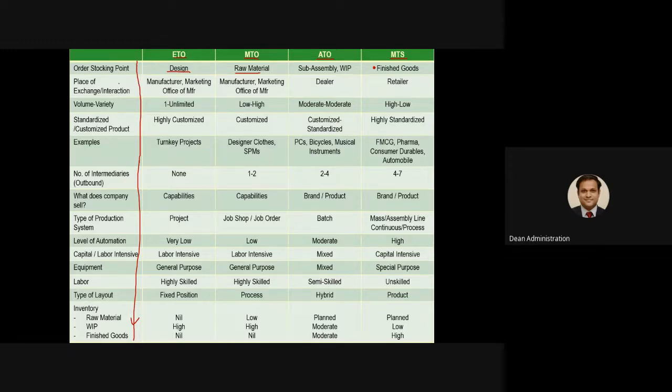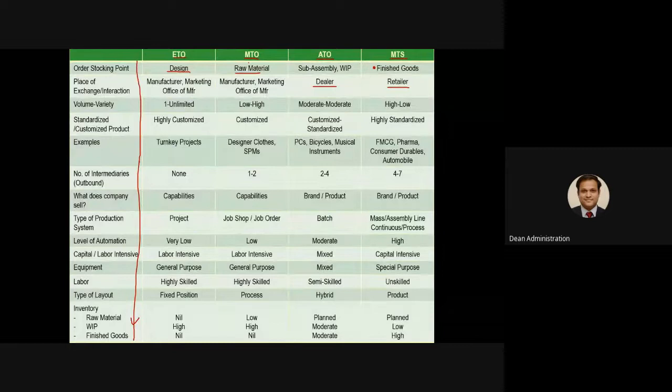Then we'll go for the place of exchange. Where do you buy these things? So retailer for made to stock, which is pretty logical. You just go to the retail store and pick up the ready-made products. You go to the dealers for assemble to order. The dealer will have work in progress, that is semi-finished parts, and he'll assemble them for you.